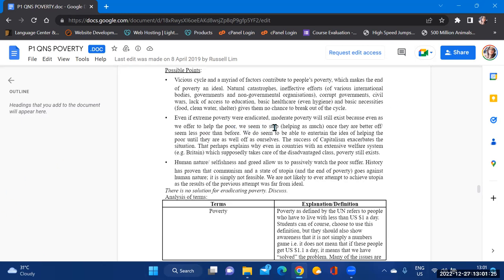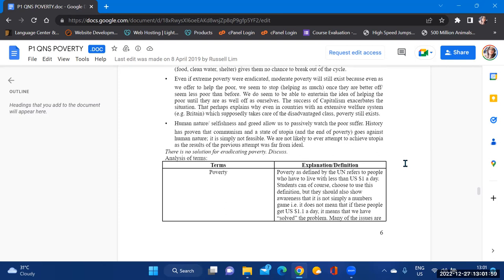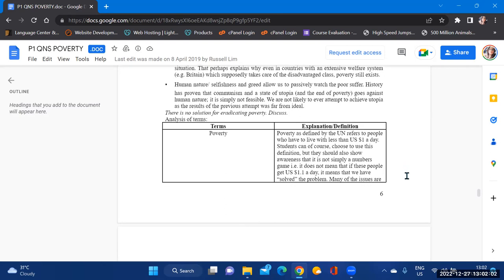Even if extreme poverty were eradicated, moderate poverty may still exist. Because even as we offer to help the poor, we seem to stop helping as much once they are better off or seem less poor than before. We seem to entertain the idea of helping the poor only until they are as well off as ourselves. The success of capitalism exacerbates and aggravates the situation. That perhaps explains why even in countries with an extensive welfare system, which supposedly takes care of the disadvantaged class, poverty still continues to exist and cannot be totally eradicated or eliminated.